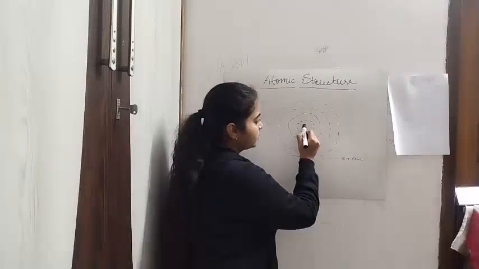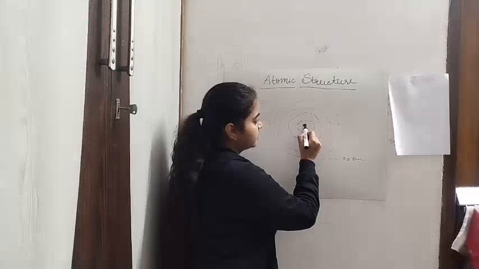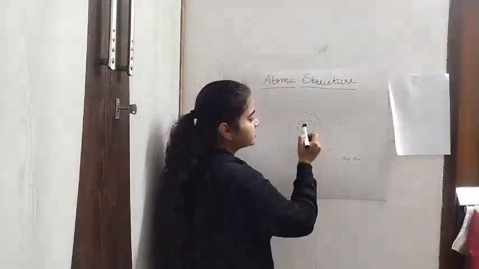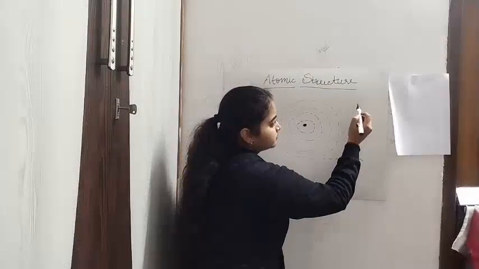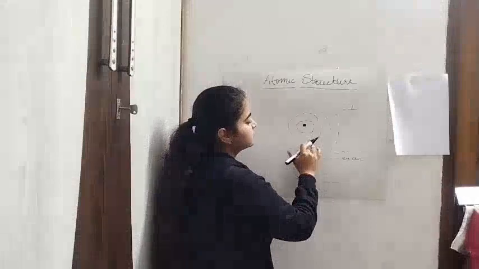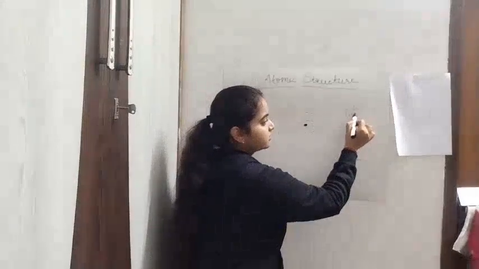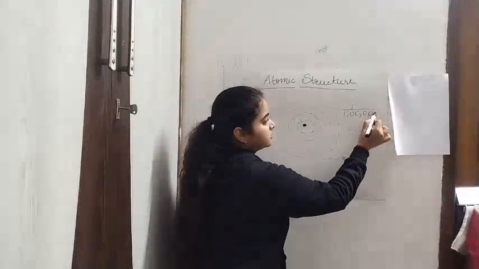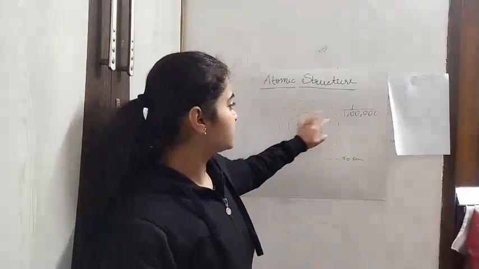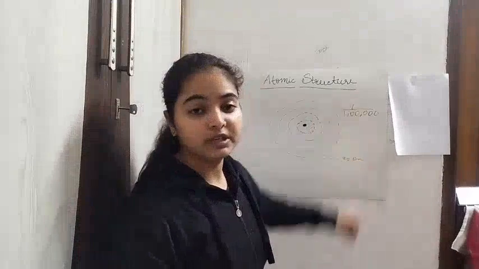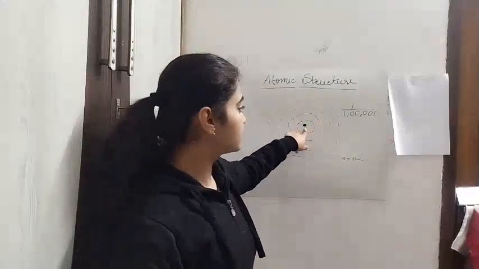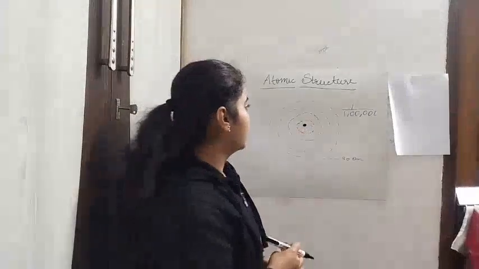Nucleus is very small particle inside an atom, and there is a very interesting fact that this nucleus holds the volume 1 by 1 lakh of an atom. This takes the space, this much space only, 1 by 1 lakh. Most of the atom is empty. This is the densest part.